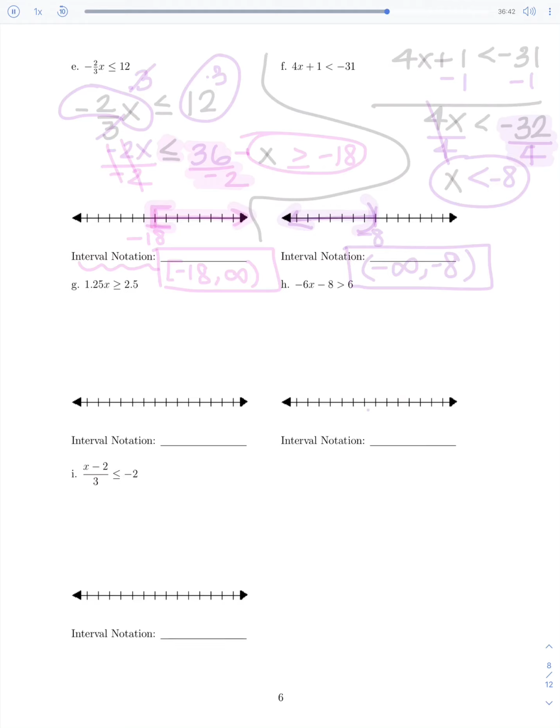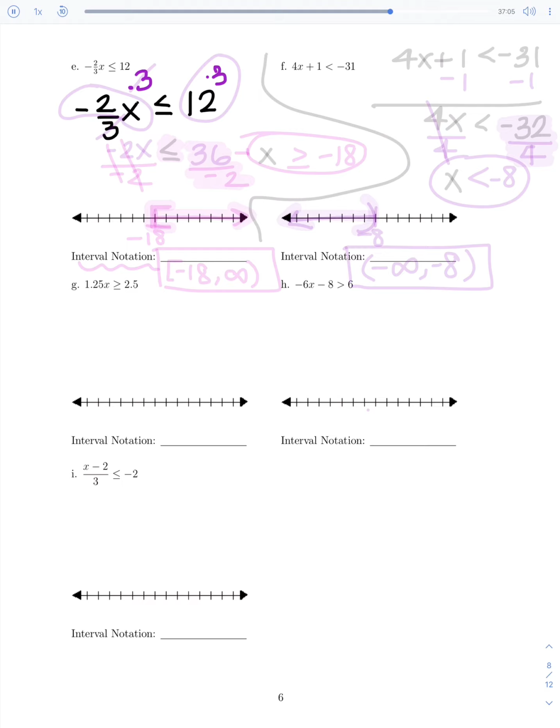Let's take a look at E. In E, we've got negative 2/3 x is less than or equal to 12. Let's deal with this problem one step at a time. Let's get rid of the fraction first by multiplying both sides by 3. The question is, does the inequality flip?